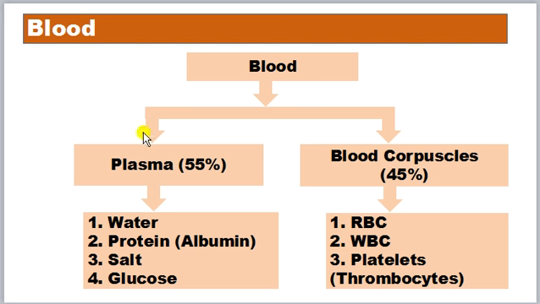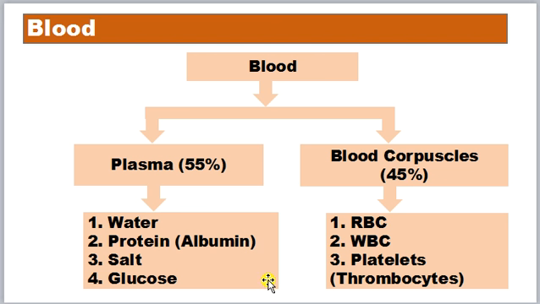Now move on to the blood components. Blood is made up of two components. One is blood plasma, which is around 55%, and the other is blood corpuscles, or cells, which is around 45%. Blood corpuscles means the blood cells. There are three types of blood cells: RBC or red blood cell, WBC or white blood cell, and the third is platelets, also known as thrombocytes. These are the three cell types found in our blood.